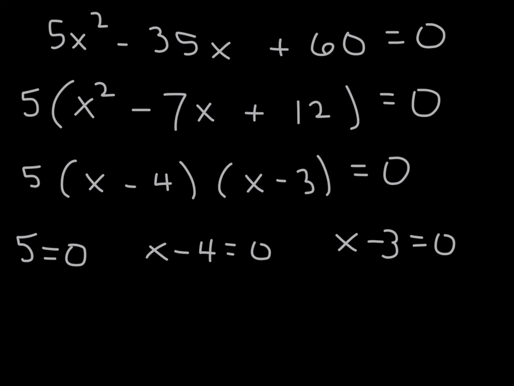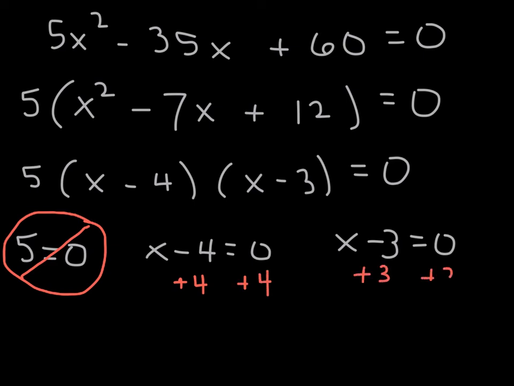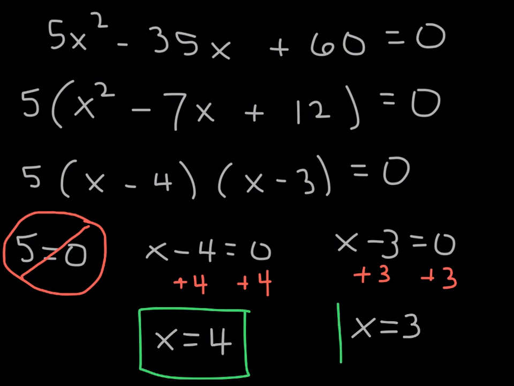Now this first statement here is silly, it's extraneous, it doesn't make sense. 5 is not 0, so I kind of disregard that one. For these, in order to solve for x, for this one I'm going to have to add 4 to both sides. For this one over here, I'm going to have to add 3 to both sides. So then I get my final solution of x is equal to 4 or x is equal to 3. These are my final solutions.